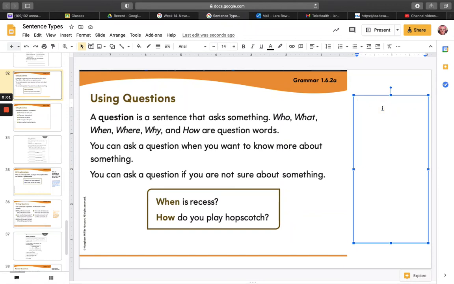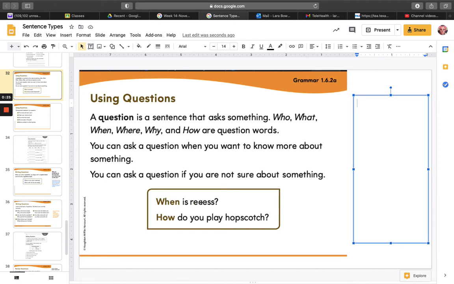Okay, so we're going to keep talking about questions. And I want to remind you that a question is a sentence that asks something. Who, what, where, when, why, and how are question words. You can ask a question when you want to know more about something. You can ask a question if you're not sure about something. So we have two examples down here.